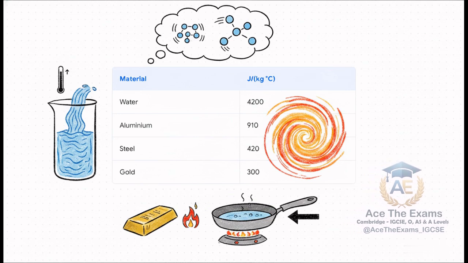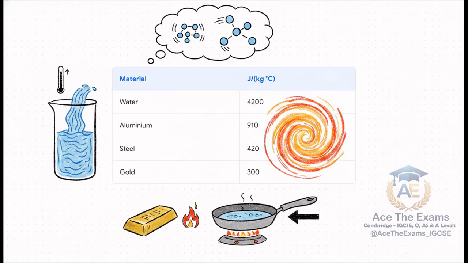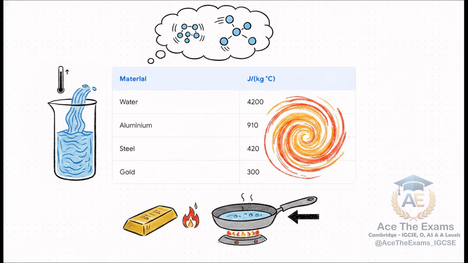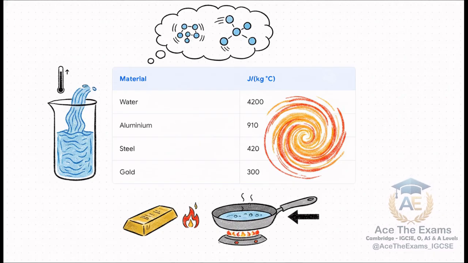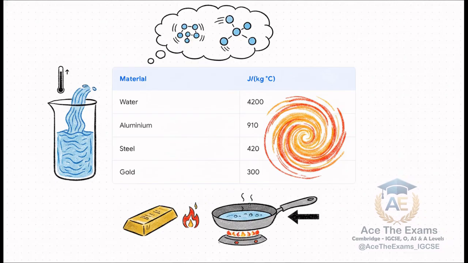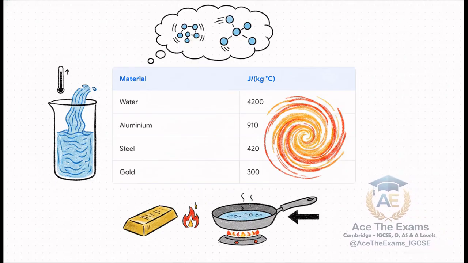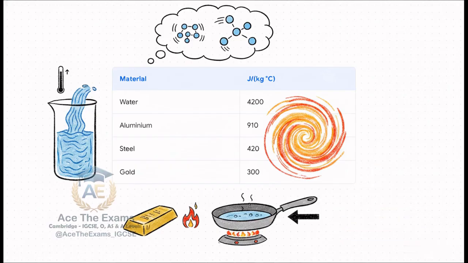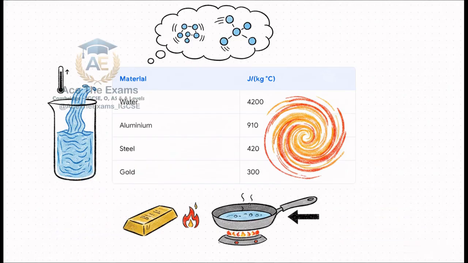Water requires a massive 4,200 joules to heat up by just 1 degree. Meanwhile, gold only takes 300 joules. This perfectly explains why a metal pan on your stove gets burning hot in mere seconds, while the water inside it stubbornly takes minutes to actually boil. The metal has a very low specific heat capacity, meaning its temperature skyrockets with very little energy applied. Water, on the other hand, is a complete thermal giant by comparison.